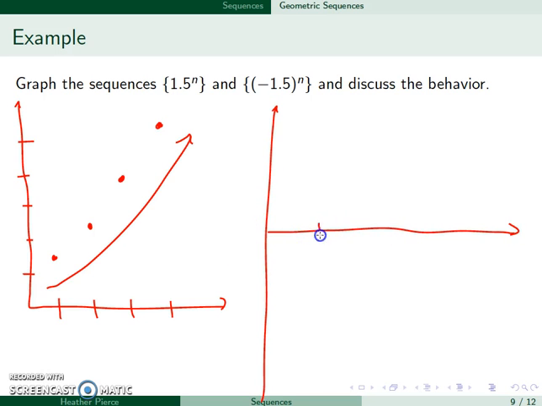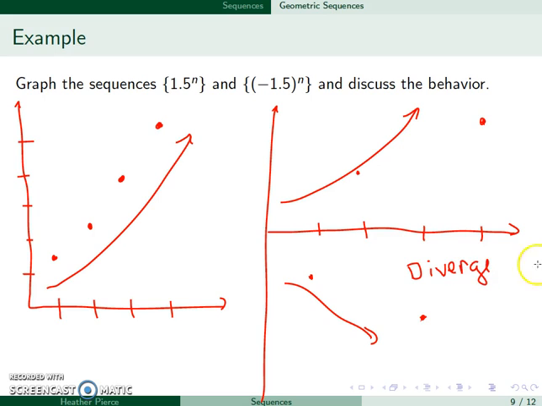The only difference whenever I do negative 1.5 is I'm going to be alternating. I'll have a negative, and then a positive, and then a negative, and then a positive. However, you can see that both sides are going out. So it looks like these are going to both diverge.